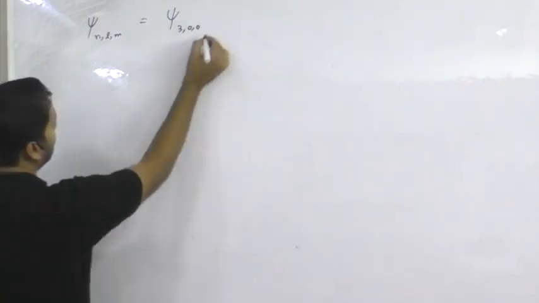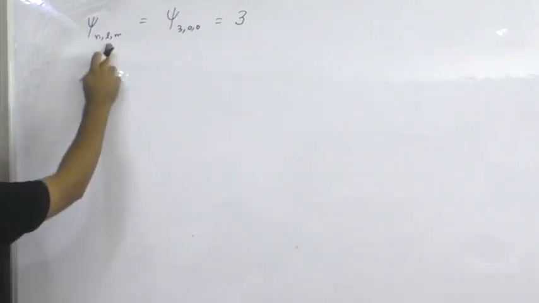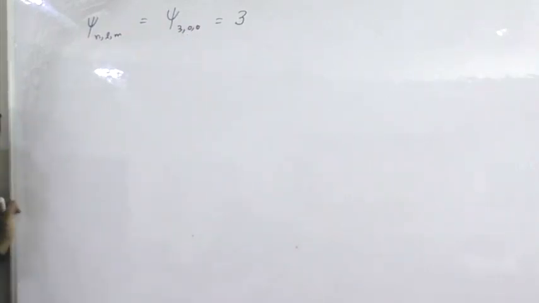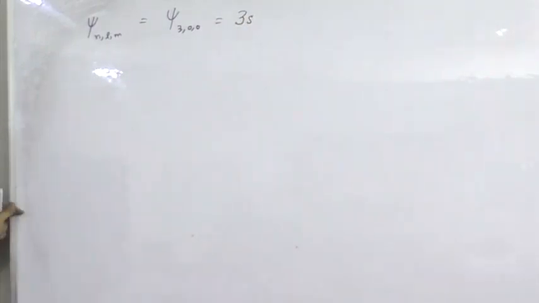Psi 300, which orbital am I talking about? Third orbit, because n is equal to 3. L equal to 0 means which subshell? S. So 3s. And for that, m has only one value, 0.